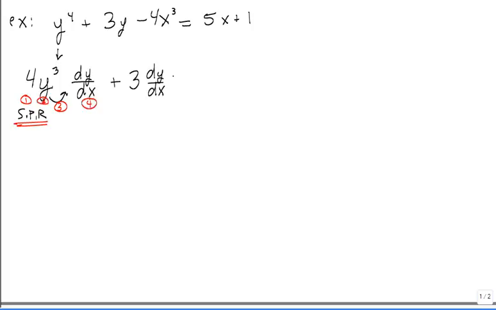Okay, derivative of y is not 1. It's y prime because y depends on x. Remember, you have to keep in mind y is really y of x. Y depends on x. Okay, so that's that. Minus.